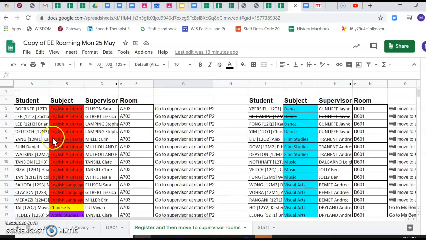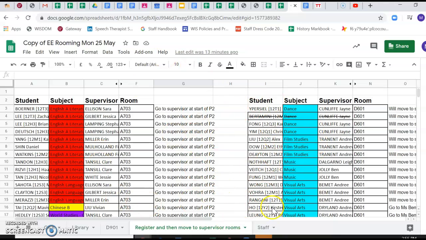So if you move classrooms, they need to move with you. And for the English department, because I knew you were teaching year 10 period 1 and they would be pretty full classes, I've just said that the students should stay in A703 until the start of period 2. If you can take them sooner and you want them sooner, just email them and let them know that.